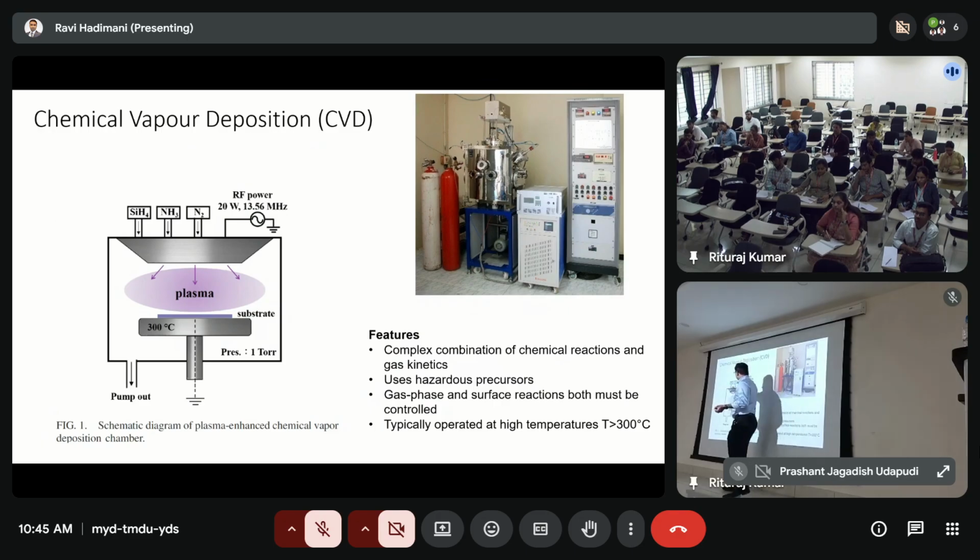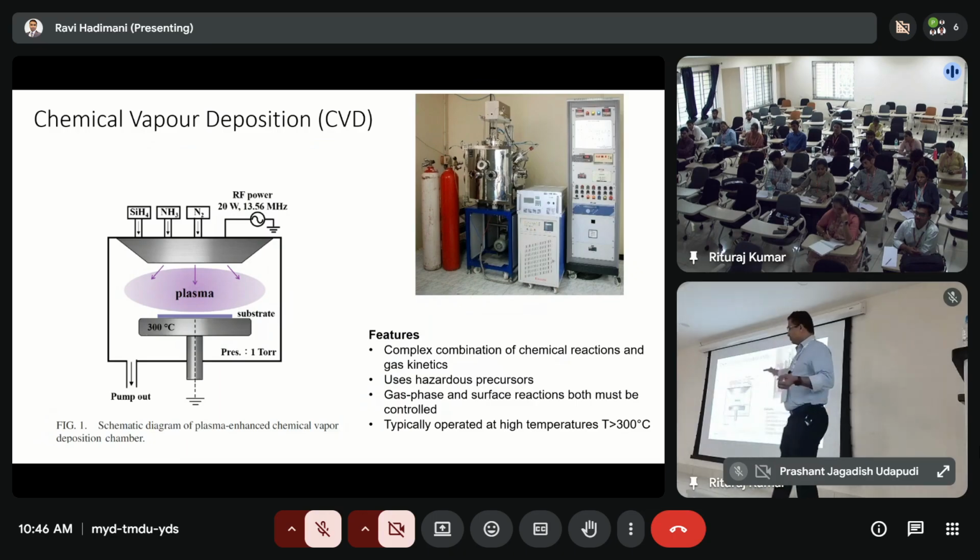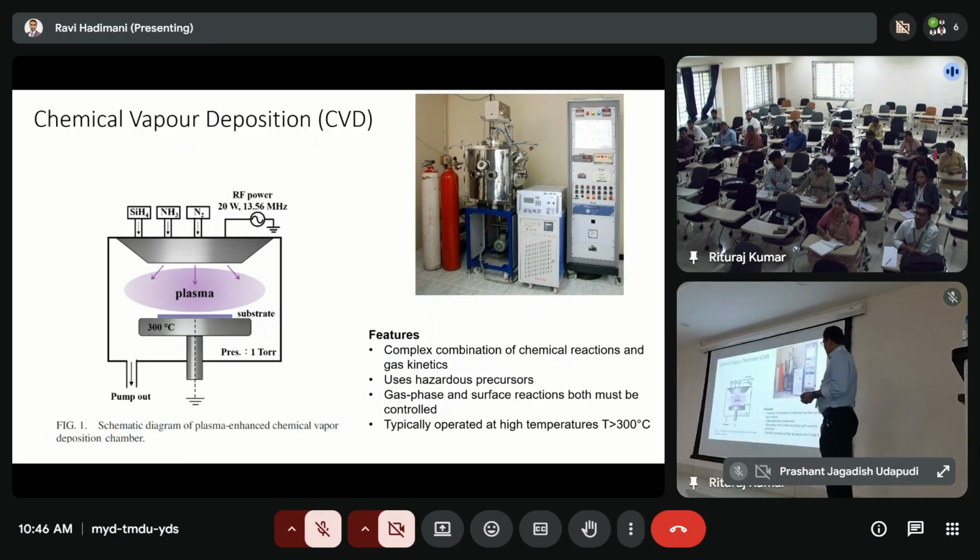So yeah, this is if you are depositing silicon here. This is SiH4, NH3, and N2, whatever. It will have a three element reaction, and it will deposit silicon on top there. So this is how it looks like.